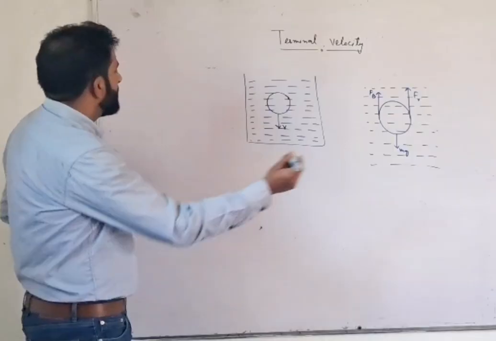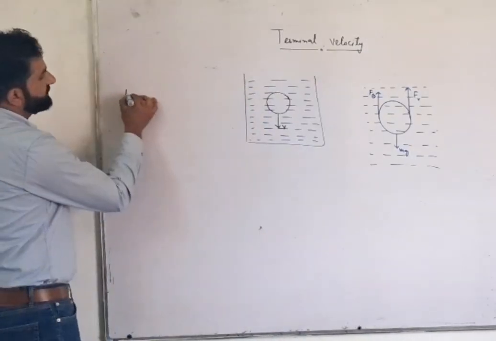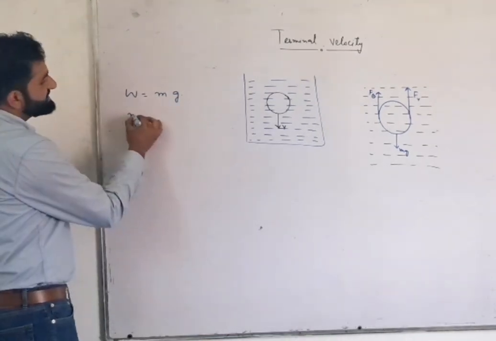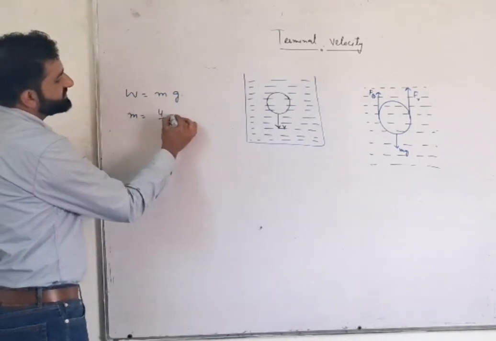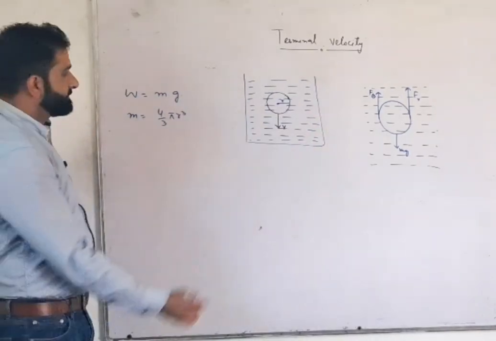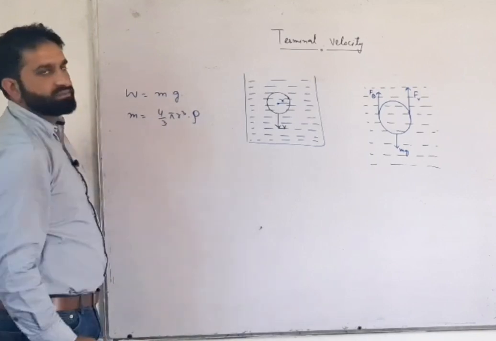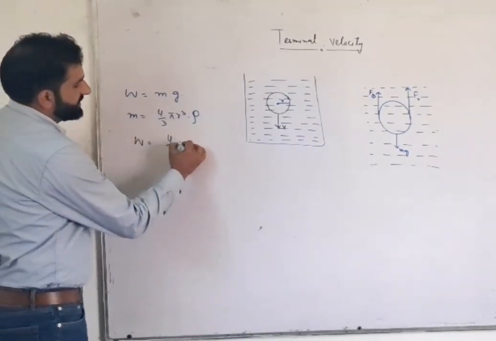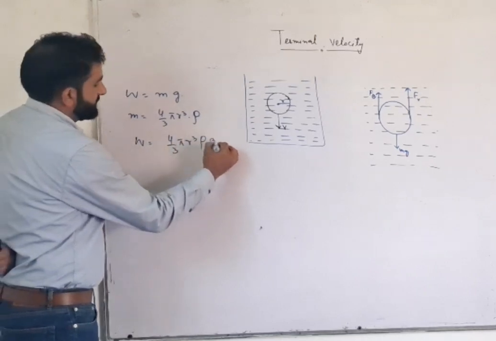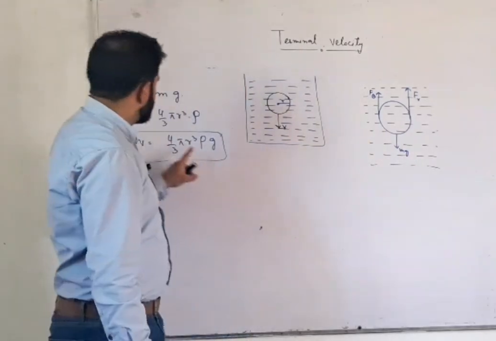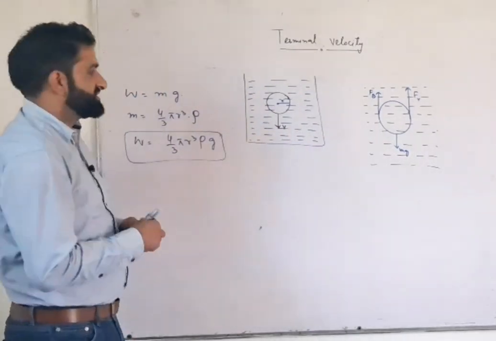Now we will see what the weight of the body is. Weight of the body is m into g. Now the mass is equal to volume into density, that is 4 by 3 pi r cube, as r is the radius of the spherical body. Let rho be the density of the body. The weight will be equal to 4 by 3 pi r cube into rho into g. So we have got the value of the downward force, that is mg, equal to 4 by 3 pi r cube rho g.